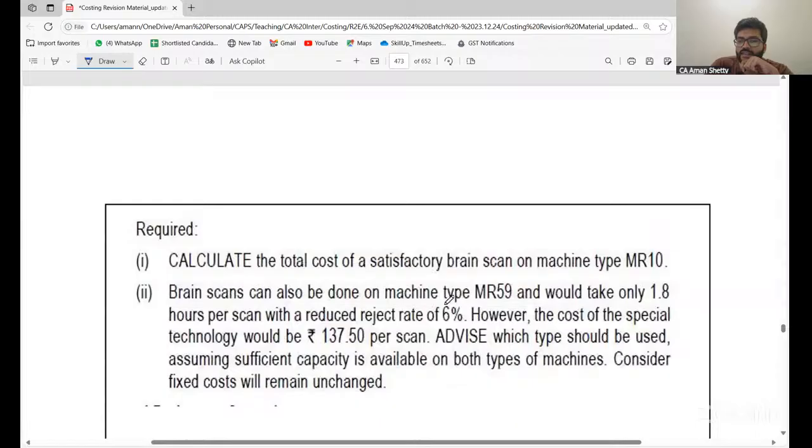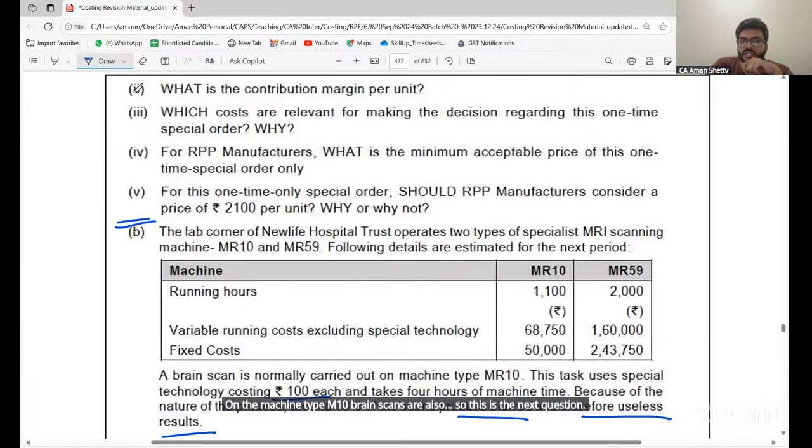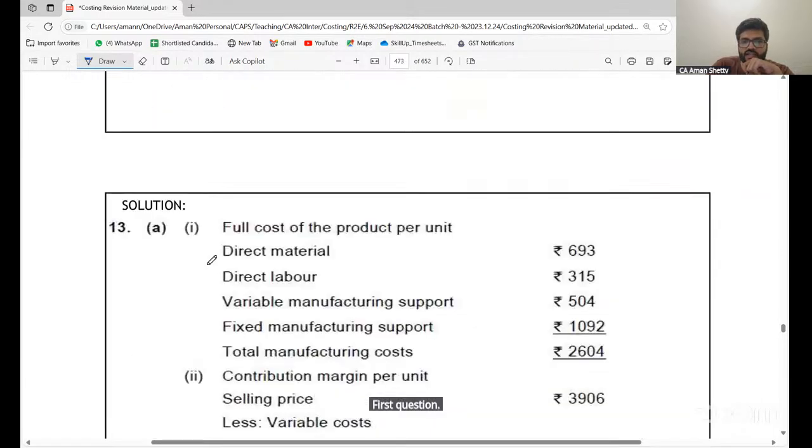Calculate the total cost of a satisfactory brain scan on the machine type MR10. Brain scans are also required. So this is the next question. First question, five sub questions are given there.